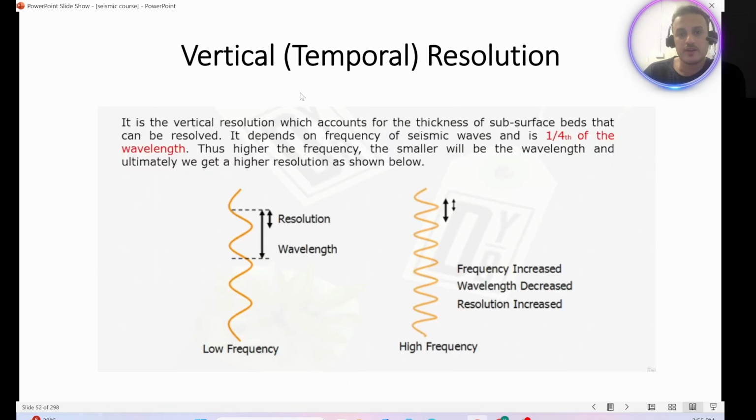We have two factors that control the vertical resolution: the frequency and 1 to 4 of the wavelength. If we have low frequency, that means we have a very long lambda, the wavelength will be very long, and this is very useful for deeper exploration. If we use high frequency, that means we have a very short lambda, the wavelength will be very short, and this is very useful for shallower depth and to detect the thin beds.